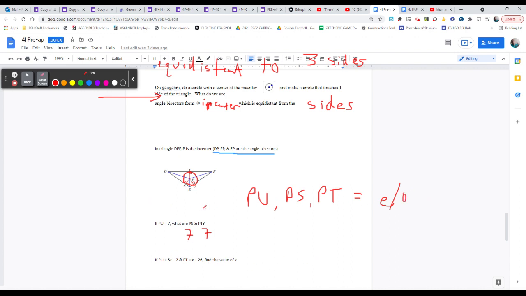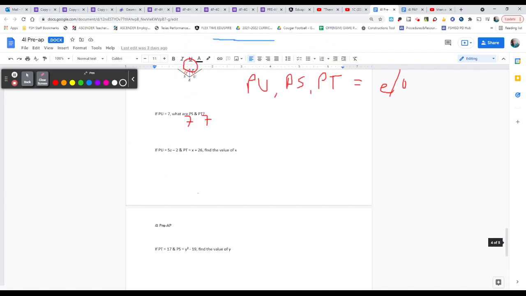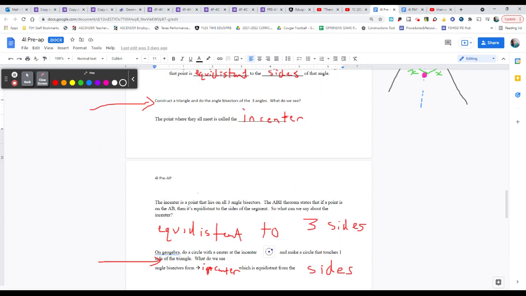So it's the opposite of perpendicular bisectors. Remember, perpendicular bisectors cut the sides in half, and the lines to the angles are equidistant. Angle bisectors, excuse me, cut the angles in half. The blue lines are cutting the angles in half, and those red lines are equidistant to the sides. So that kind of takes care of the last part of 4I.